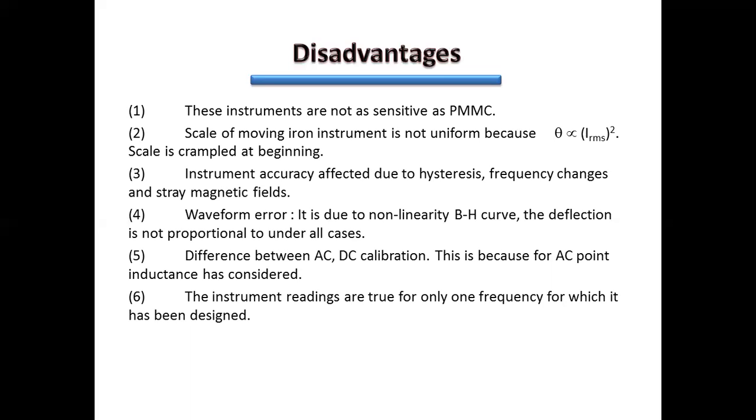Even though it can function for AC and DC, the scale for an AC instrument and the scale for a DC instrument is different because 1 ampere AC and 1 ampere DC are going to produce different deflection. The theta will be different. So you have to calibrate the scale. So the AC scale and DC scale will be different.